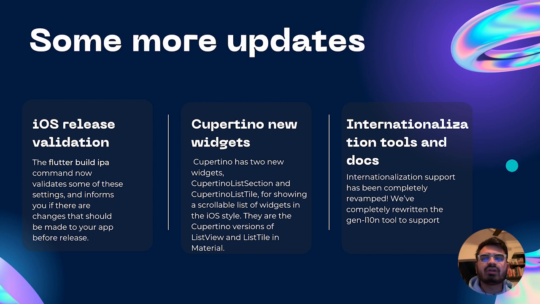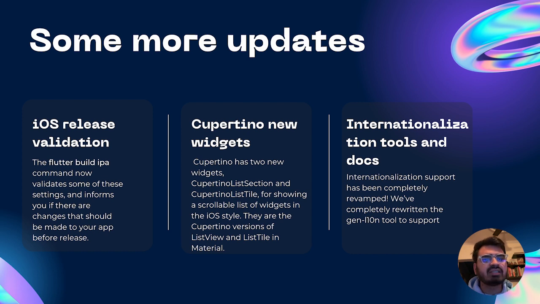Some more updates in Flutter 3.7 were iOS release validations. Whenever we release an app on iOS, we have a checklist of settings that need to be updated before release of an app. Now, with the flutter build ipa command, it validates some of these settings and informs you if there are any changes that need to be made.